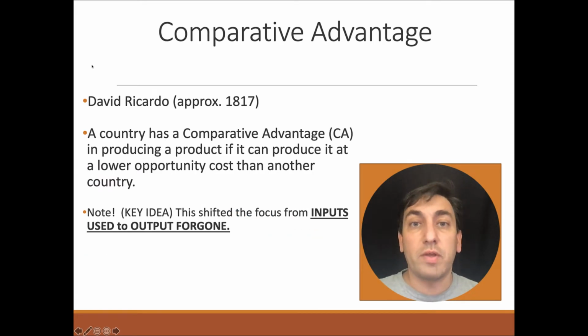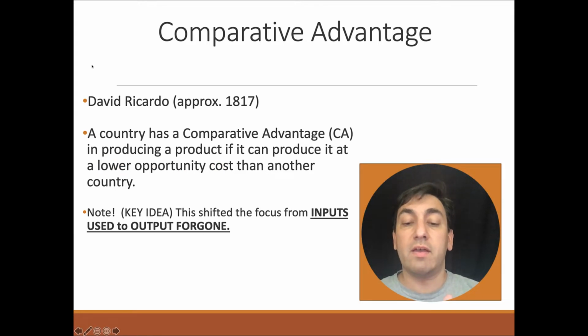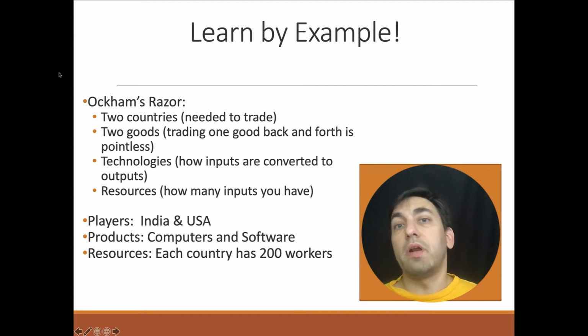Then David Ricardo came along. And David Ricardo said, wait a second, we shouldn't be looking at who has the better technology. We should be looking at who can produce something with the lower opportunity cost. Now, opportunity cost is the idea of if you do one thing, what are you giving up in order to do that activity? So we're going to learn trade by example.